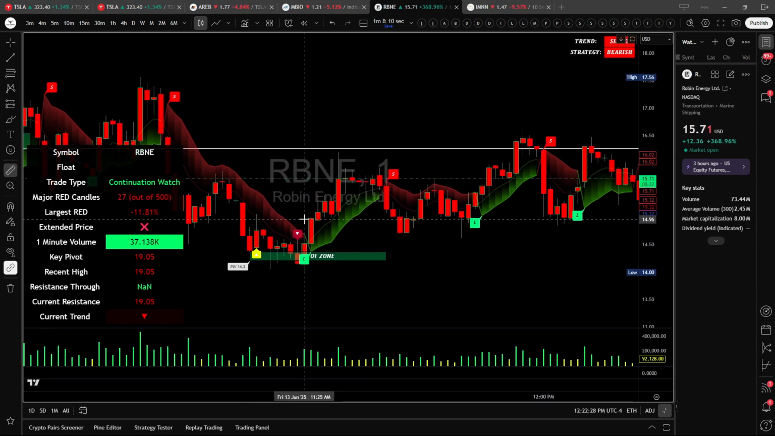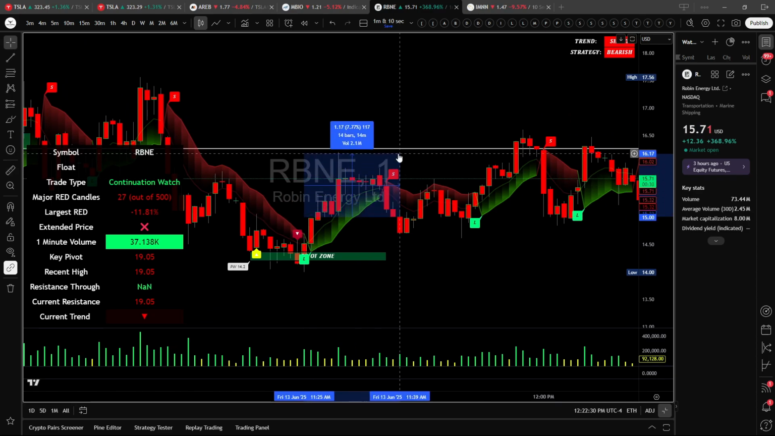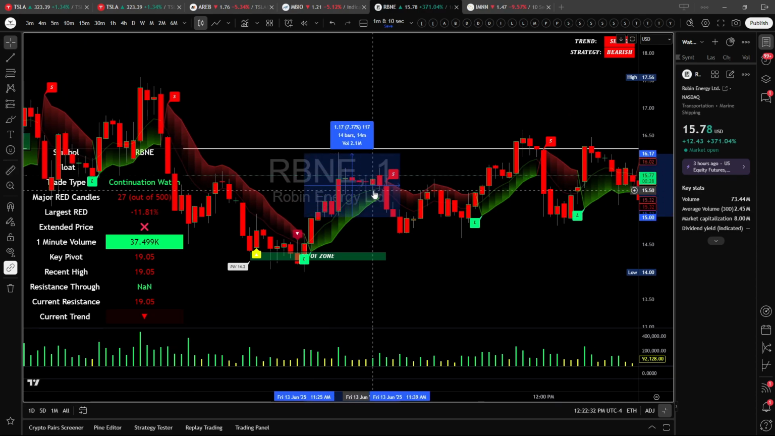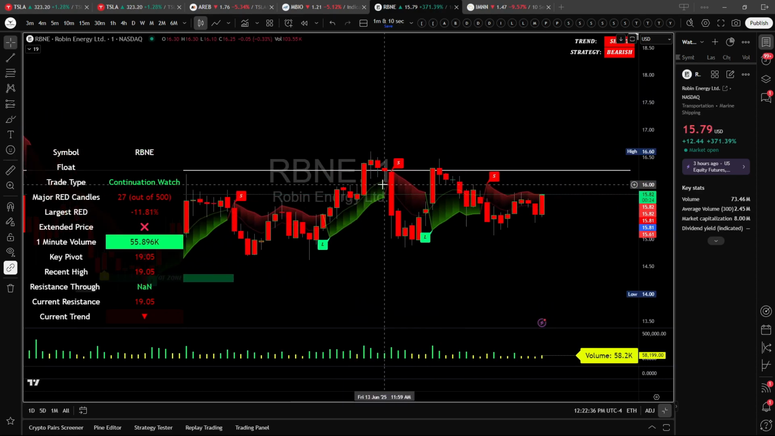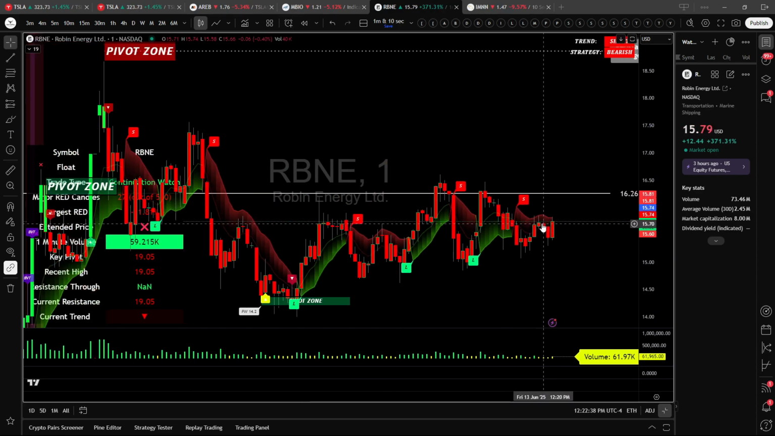That could be a nice area to possibly scalp. You can see a move like this is moving up 7%, over $1 per share, again in a matter of minutes. So these aren't huge moves, but you can see that right now we're battling back and forth to see who's going to win.